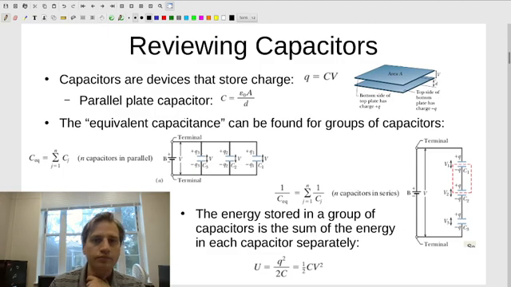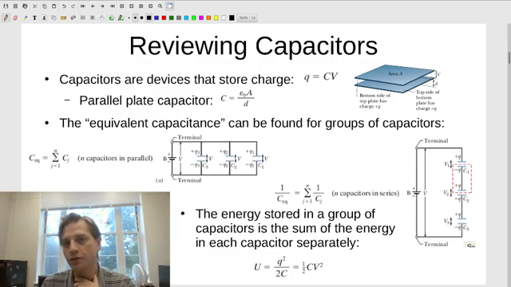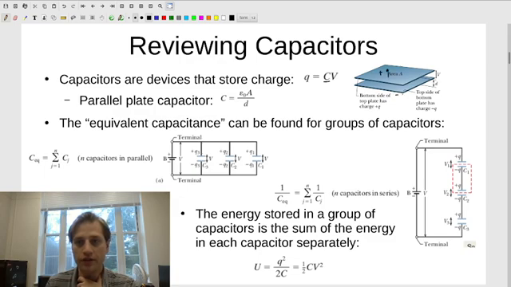So, first things first. We've been talking about capacitors for quite a while. Remember, capacitors hold charge. The parallel plate capacitor's capacitance tells you how much charge is held for a given voltage difference. Remember, it's a plus charge on one plate, minus charge on the other plate. Total charge is 0.